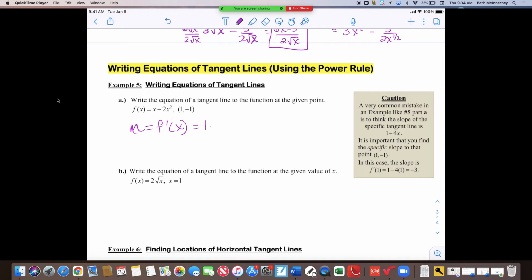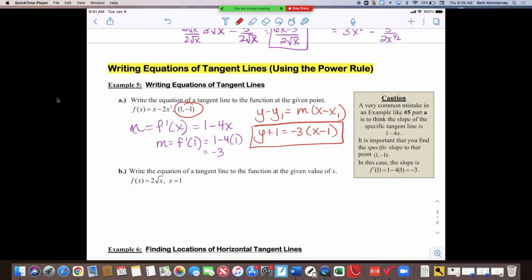So this will be 1 minus 4x, and the x value is 1. So we're going to use point slope. And our point was 1, negative 1. So that'll be y plus 1 equals negative 3 times x minus 1. You are always welcome to leave it in point slope form.